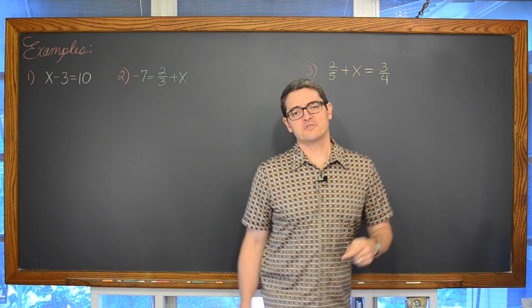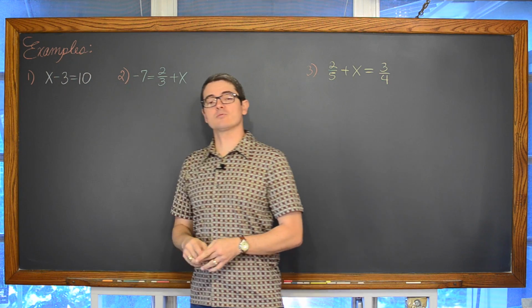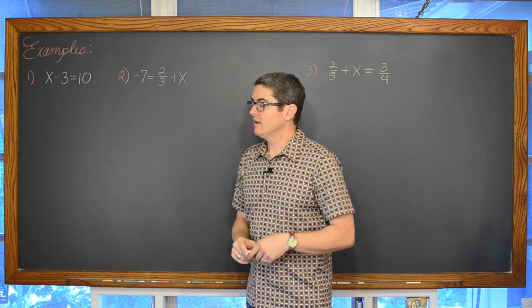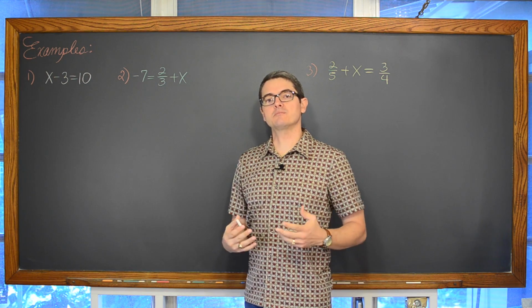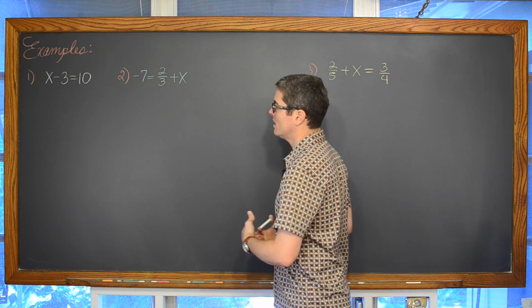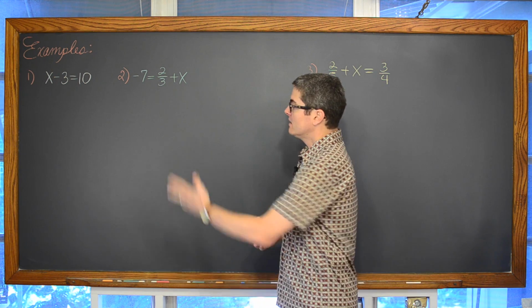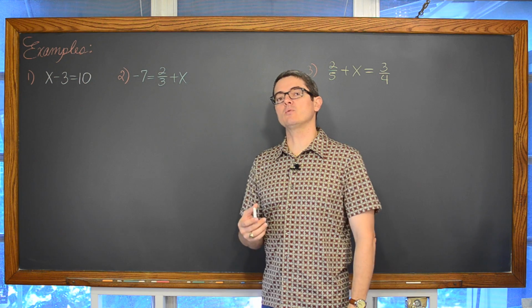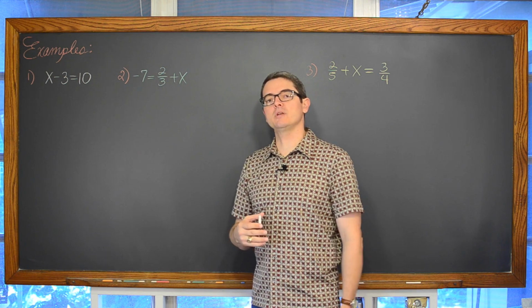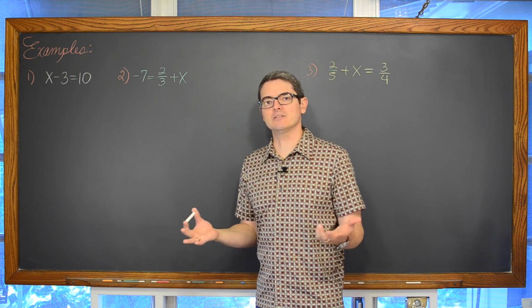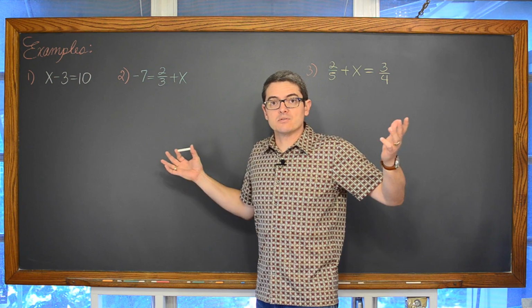Alrighty then. For our first example, we've got x minus 3 is equal to 10. Now in the previous lesson where we introduced just what an equation was, this would be an example where we would have done it with mental math. What minus 3 is equal to 10? Well, I know it's 13, so the answer is 13.